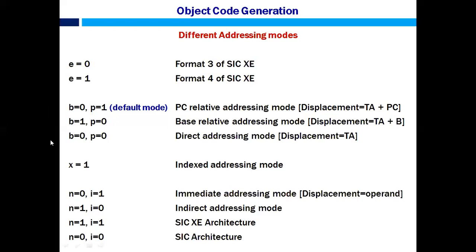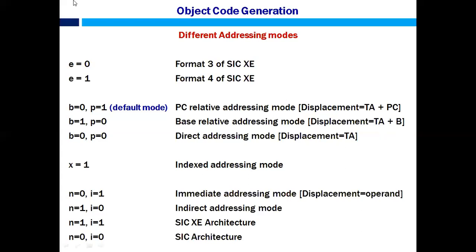Then we have b equal to 1 and p equal to 0. What do we mean by b equal to 1? That means it is base relative addressing mode, because b has become 1, which is true, and program counter will be 0. So we call it base relative addressing mode. And how do we calculate this displacement? It is target address minus the address of the base. The address of the base will be given.